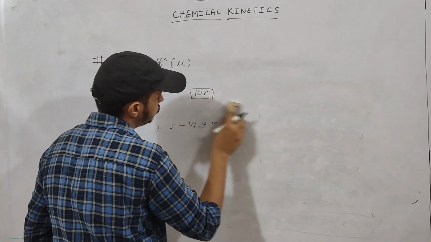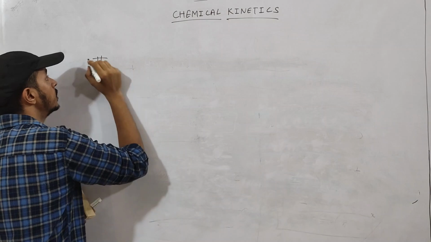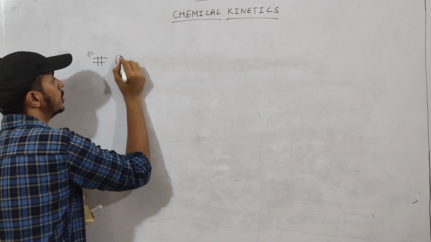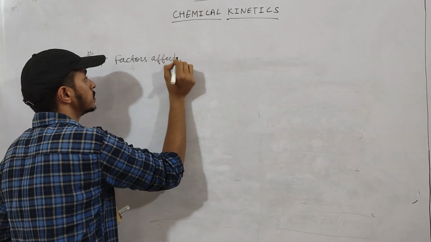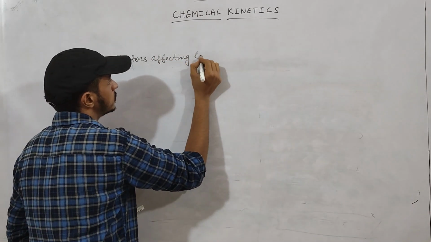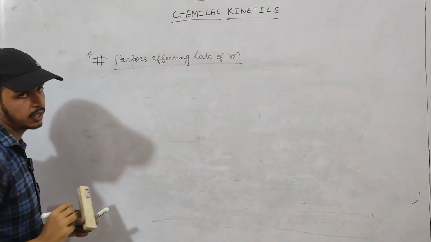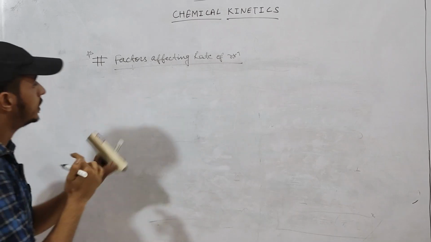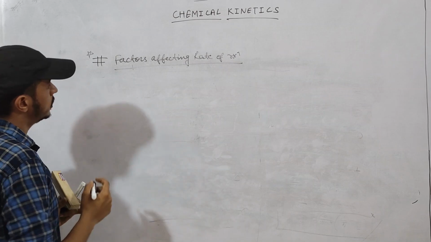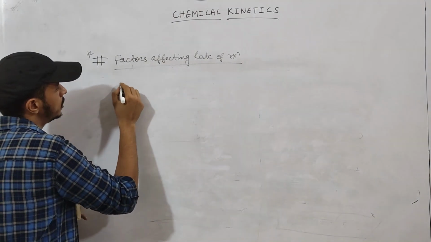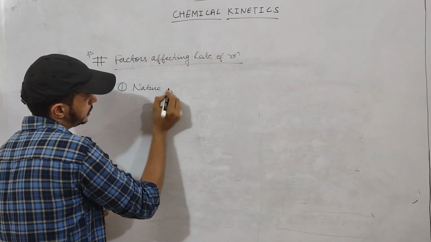So let's move to the next topic, which is factors affecting rate of reaction. This is important for the board examination. What are the factors which affect the rate of reaction? In the video, I have told that reactants convert into products, and which factors will affect the rate of reaction? The first factor will be the nature of reactant.